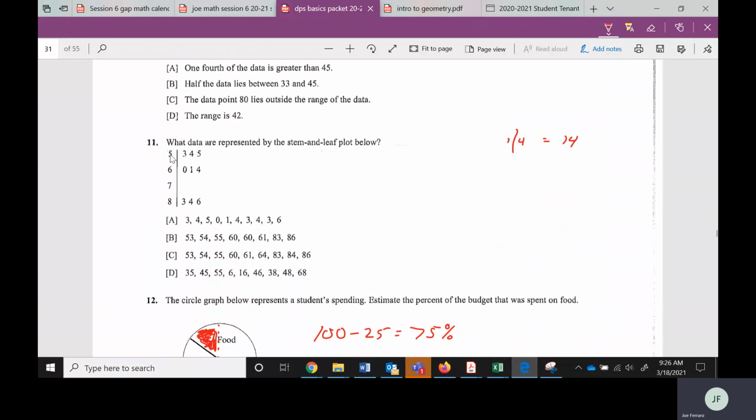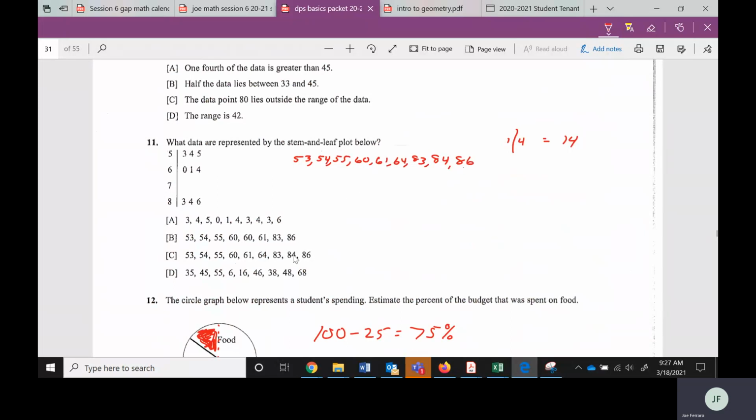So this would be represented a 5 and then a 3 is 53. A 5 then a 4 is 54. A 5 then a 5 is 55. 6 and a 0 is 60. 6 and a 1 is 61. 6 and a 4 is 64. Now 7, if there's nothing here, don't say 70. There's just no 70s. There's nothing here. Then it goes 83. 8 and a 4 is 84. 8 and a 6 is 86.